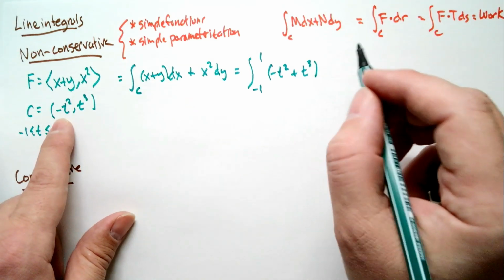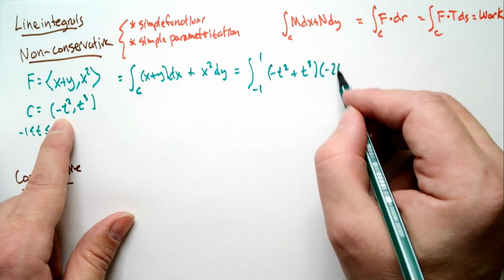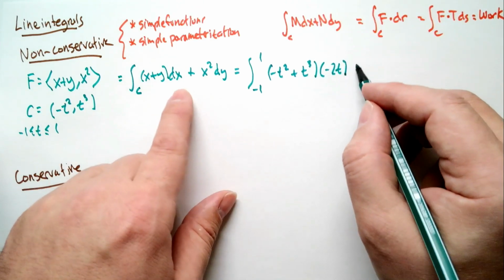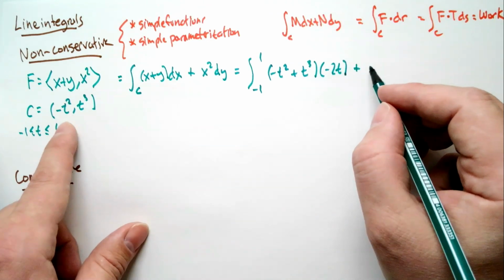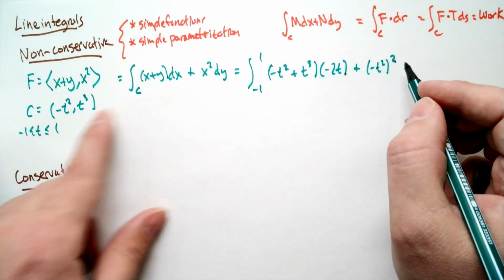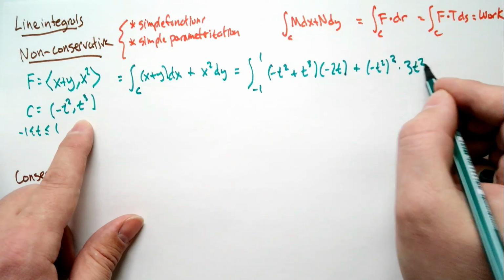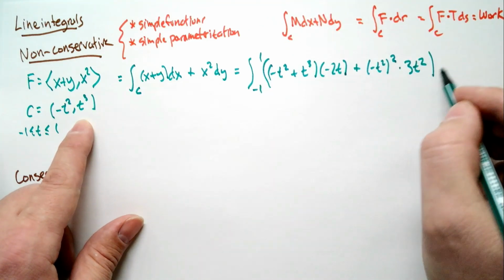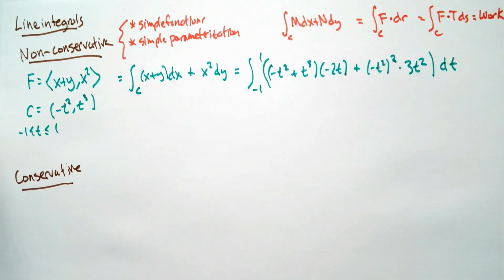So you say, okay, what's the derivative of minus t squared? Minus 2t. All right, now you go to the next term, x squared. So that's minus t squared squared times dy. That's y prime, 3t squared. And then at the very end, you put a dt. So if you have a non-conservative function, you just literally take every piece and say, okay, let's put everything in terms of t. Your bounds in terms of t, x in terms of t, y in terms of t, dx in terms of t, dy in terms of t, so forth and so on.